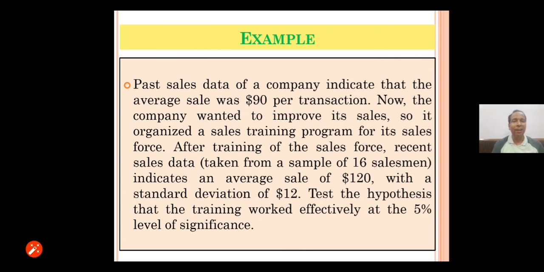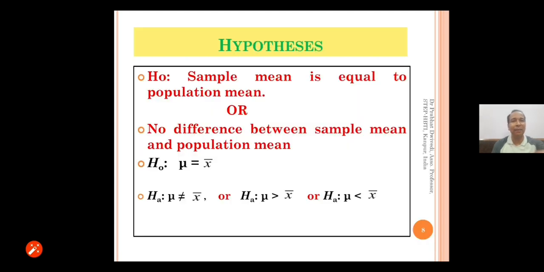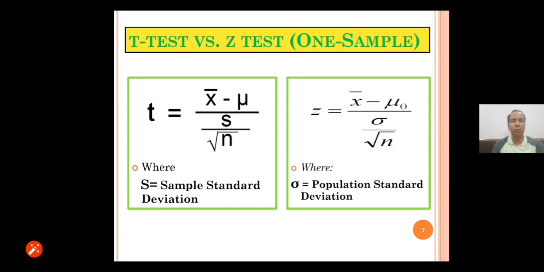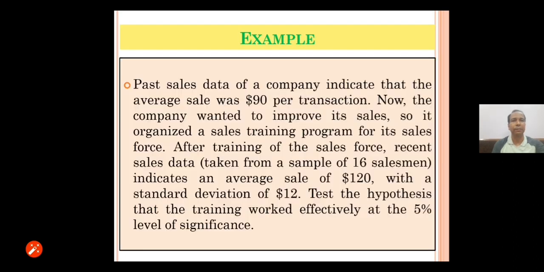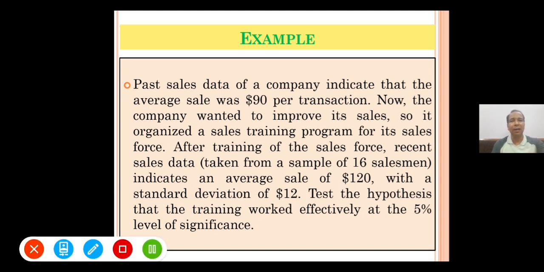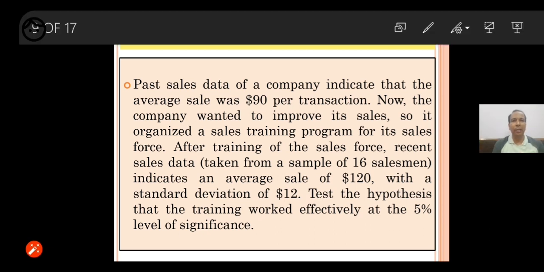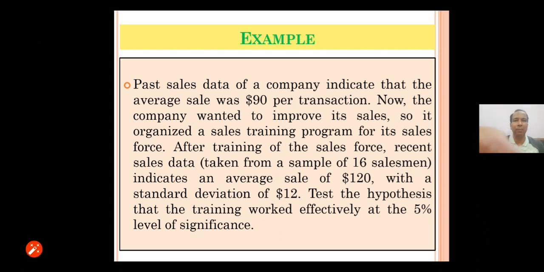Once again, what values are given to us? For that we should read the problem again. Past sales data of a company. Well, now we will see the problem again to see what different values are given to us in this problem.